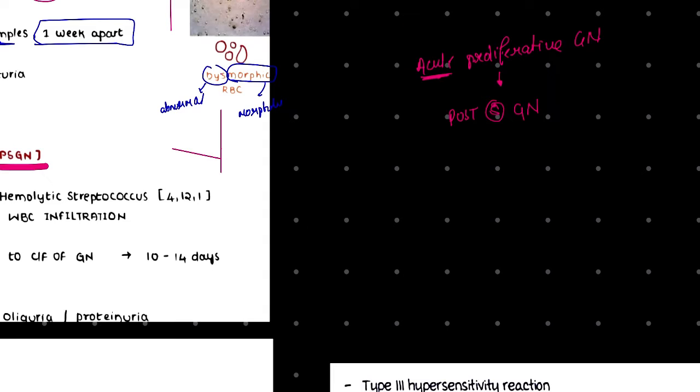It is acute because it takes place for a short duration of time. Now, proliferative because the cells of the glomerulus are rapidly dividing. That's why.